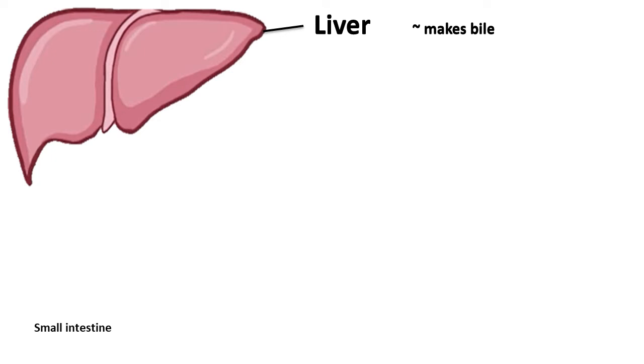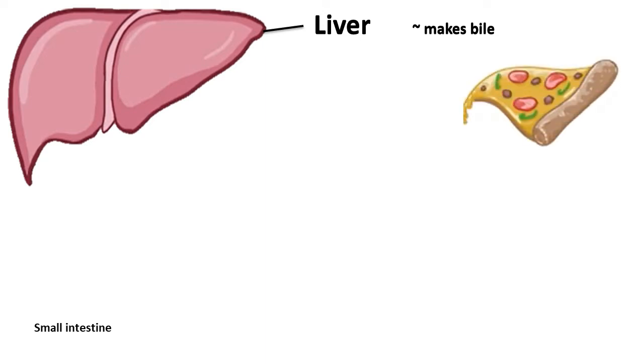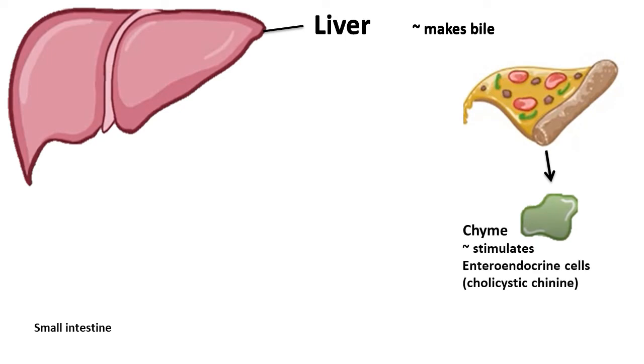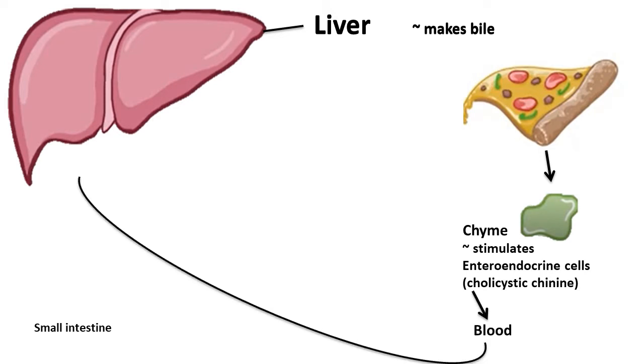The liver is a huge muscular organ which is situated at the right upper quadrant. It helps the digestive system by making bile. When we take food and it contains fat, as you know, the fat is part of the chyme. The chyme stimulates enteroendocrine cells to release a hormone called cholecystokinin into the blood. This hormone travels toward the gallbladder.